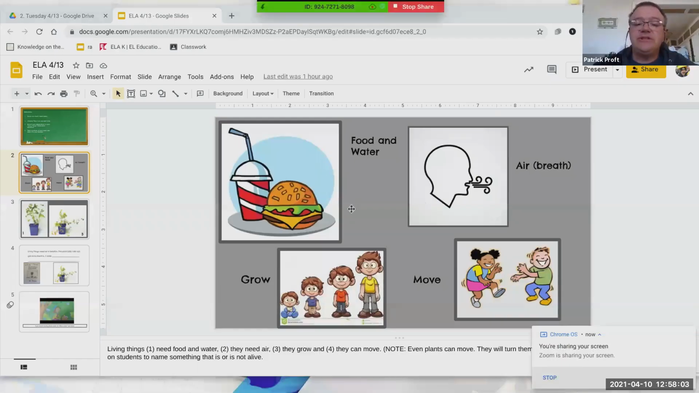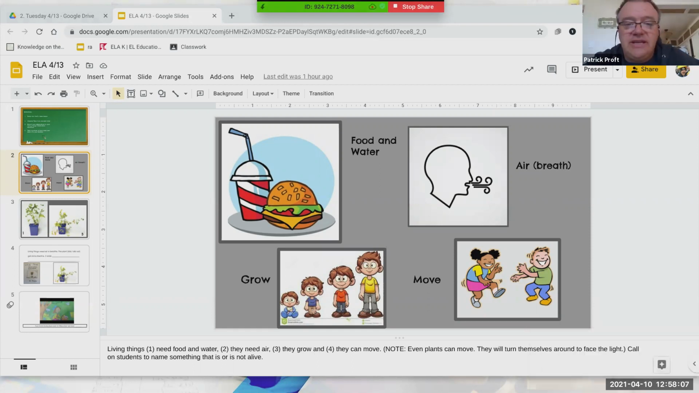Do you remember the rules? Do you remember what we look at to decide if something is living or not living? Let's refresh our memory, shall we? There it is. So something is alive if it does all these things. If it needs food and water, if it breathes, if it can grow, and if it can move. If something does all of these things, then we say it's alive.